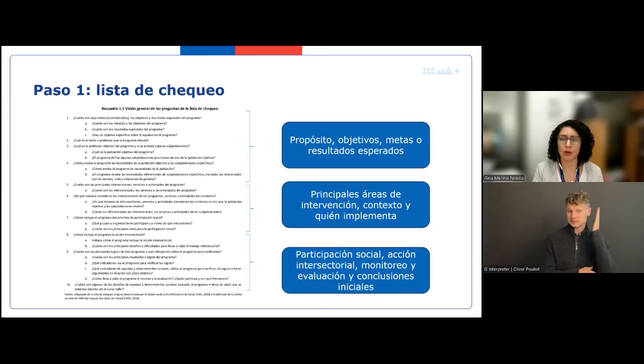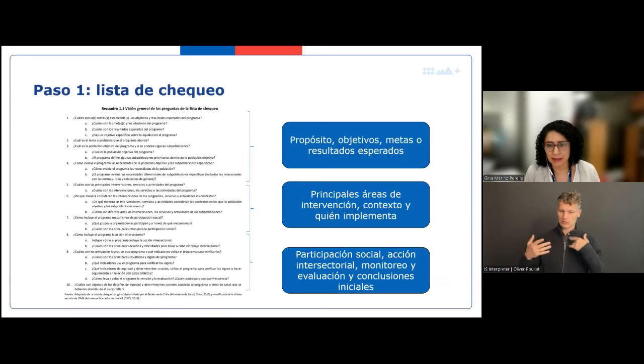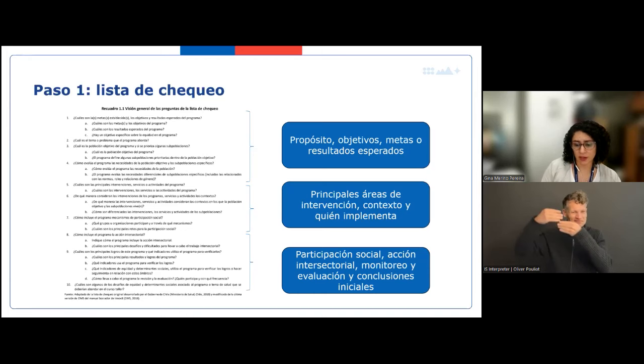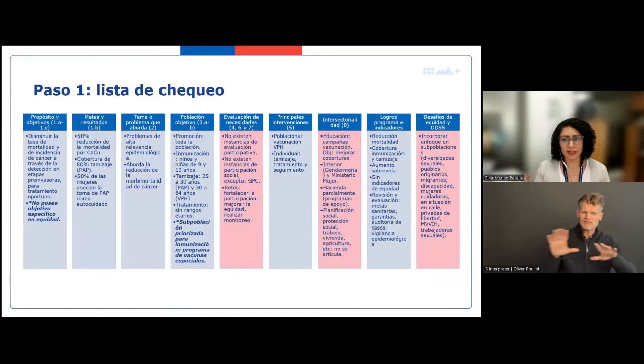And this is a vision and overview of the questions on the checklist. We have questions 1 to 4, where we review the purposes, objectives, goals, and expected results of our cervical cancer program. In questions 5 to 7, we have the main areas of intervention, the context, and who is in charge of implementing this intervention. Steps 8 through 10 review the participation, intersectoral actions, monitoring, evaluation, and some of the initial conclusions of this health program.